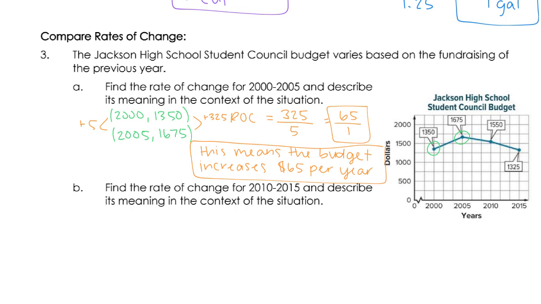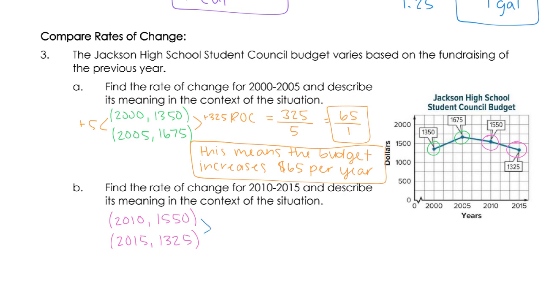So on part B, we are doing the exact same idea. However, we're looking at 2010 to 2015. So then again, I'm going to list my ordered pairs. So 2010, comma, 1550, and then 2015, comma, 1325. So then again, find the rate of change first.